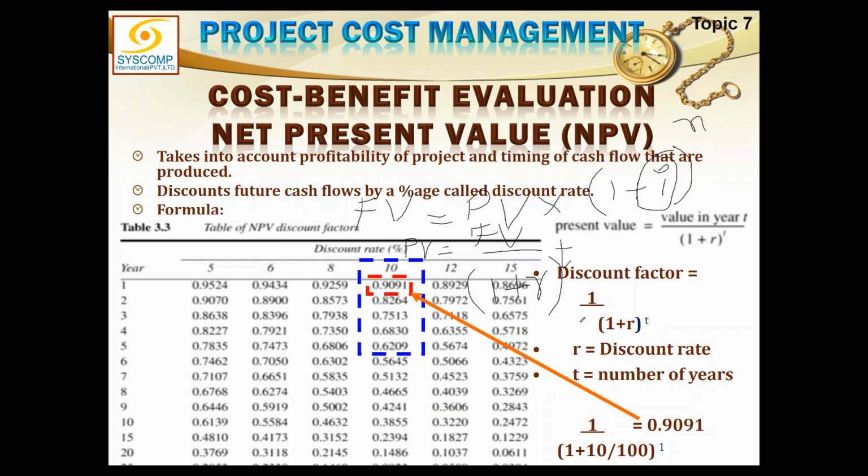So forward calculation, interest rate; backward calculation, discount rate. Discount rate we show with R, and interest rate we show with I. And number of years can be shown as N or T, one and the same thing. Number of years has no problem. Okay, now you have understood this formula?